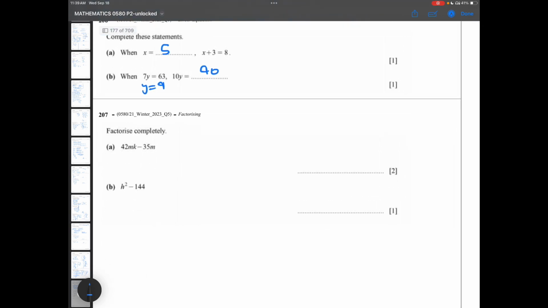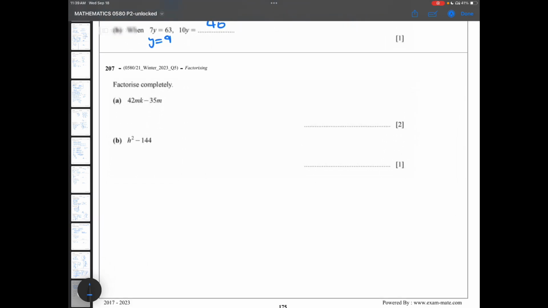Next question says factorize completely. 42mk minus 35m. We'll factorize it by taking out what is common between these two terms, and the common factor is 7m. I'm left with 6k minus 5. This has been factorized. We cannot factorize it more.